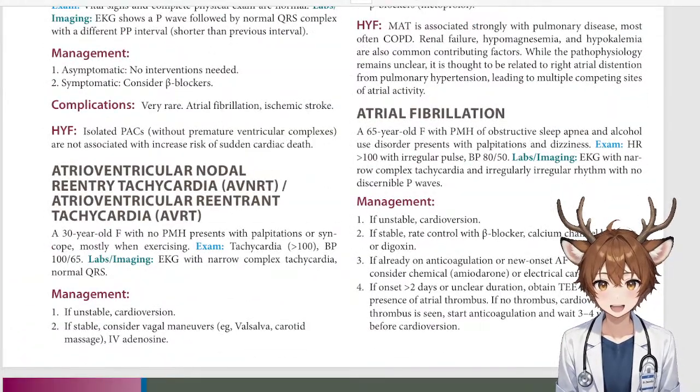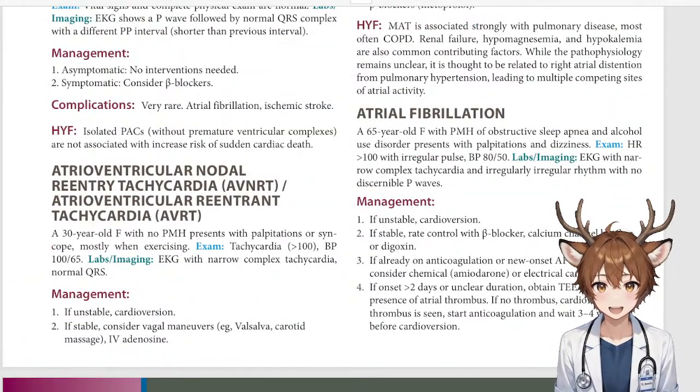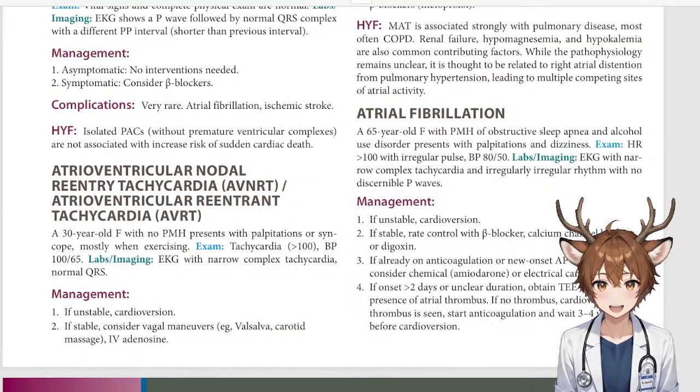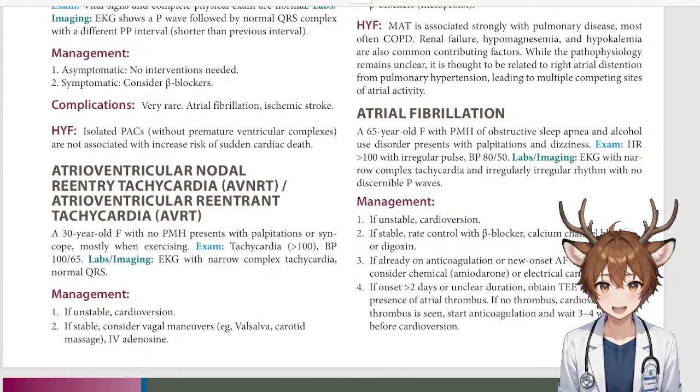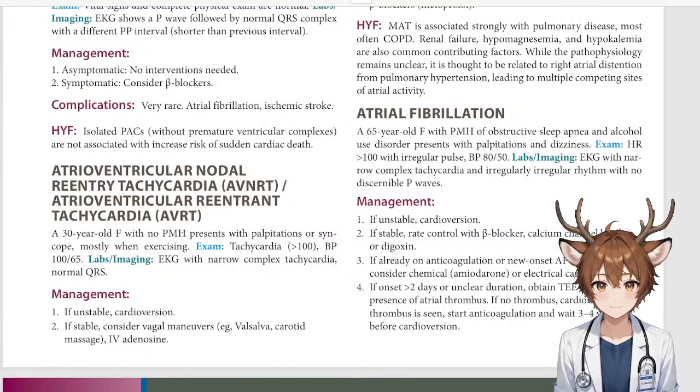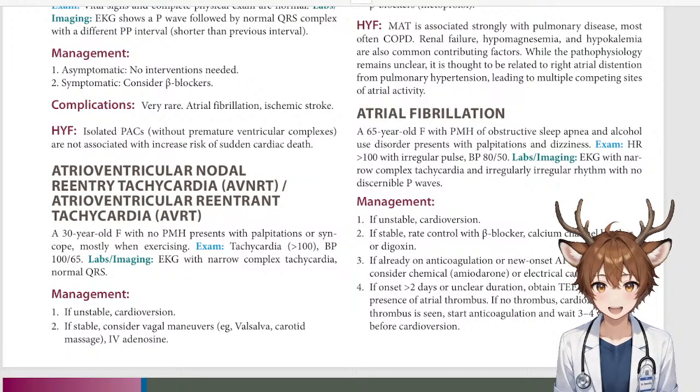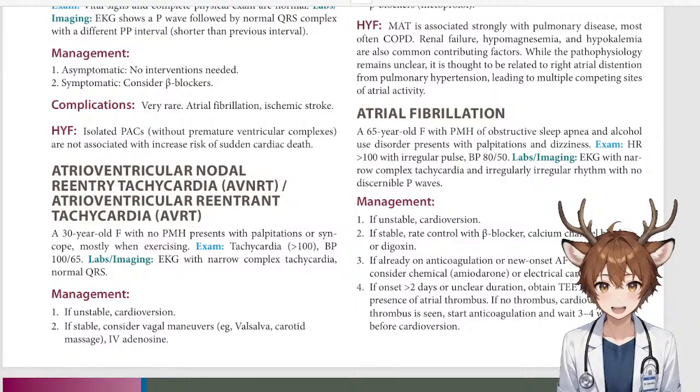What about AFib, atrial fibrillation? A 65-year-old female with a past medical history of obstructive sleep apnea and alcohol use disorder presents with palpitations and dizziness. Exam: heart rate is greater than 100 with an irregular pulse, blood pressure is 80/50. Lab/imaging, EKG with narrow complex tachycardia and an irregular rhythm with no discernible P waves.